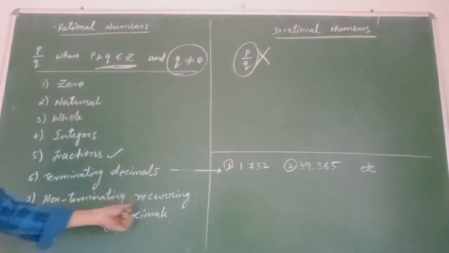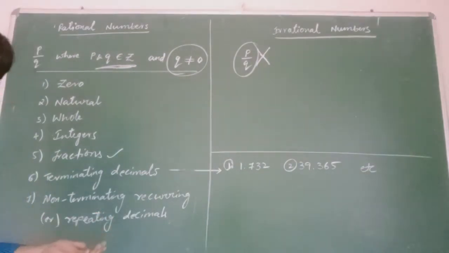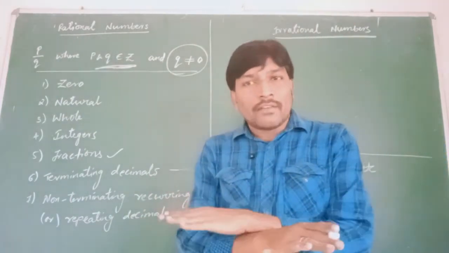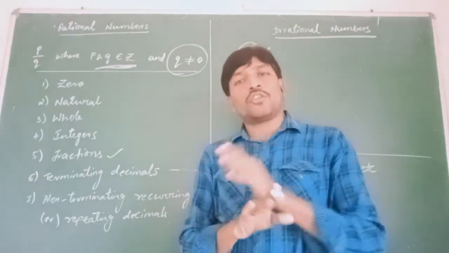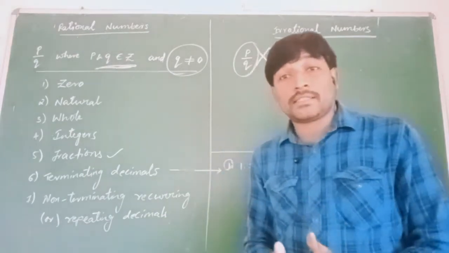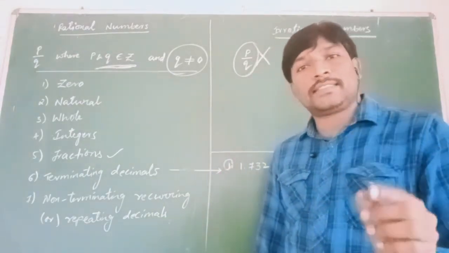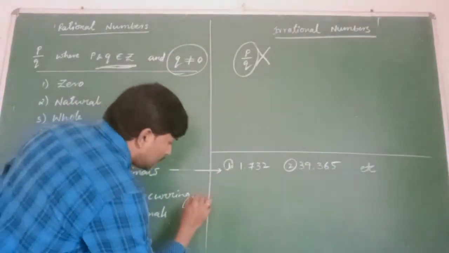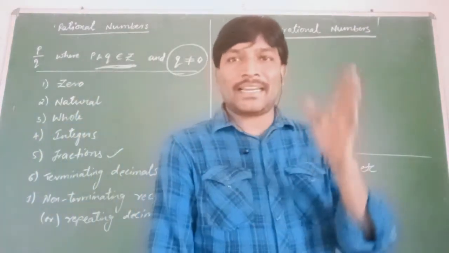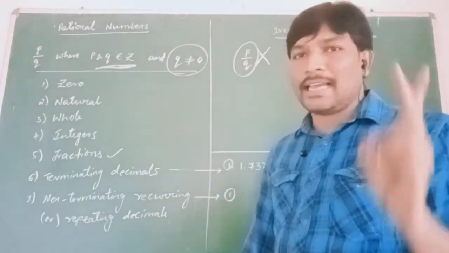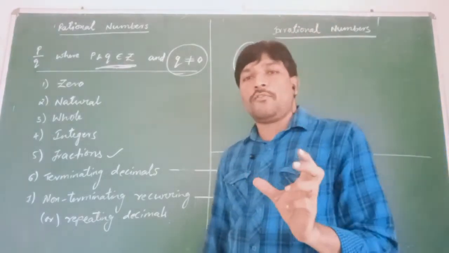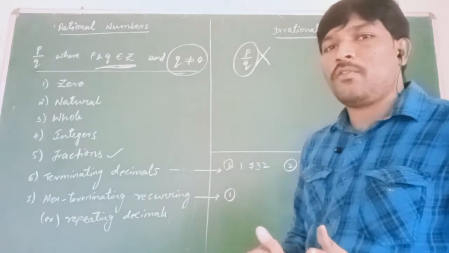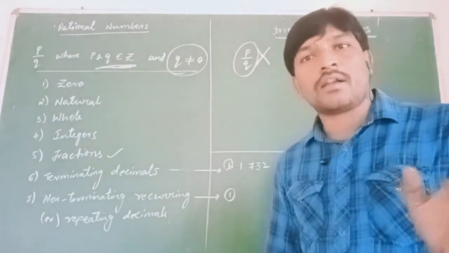Next one, non-terminating recurring or repeating. Recurring means repeating. If you observe these decimals, the decimal part will never stop, meaning there is no end for the digit or group of digits occurring in the decimal part. But there is a repetition of a digit or a group of digits continuously. So non-terminating repeating means it never stops, that is the first condition. Second, recurring means a digit or a group of digits, 2 digits, 3 digits, 4 digits, will continuously repeat without any break, without any end. Such decimals come under non-terminating recurring or repeating decimals.